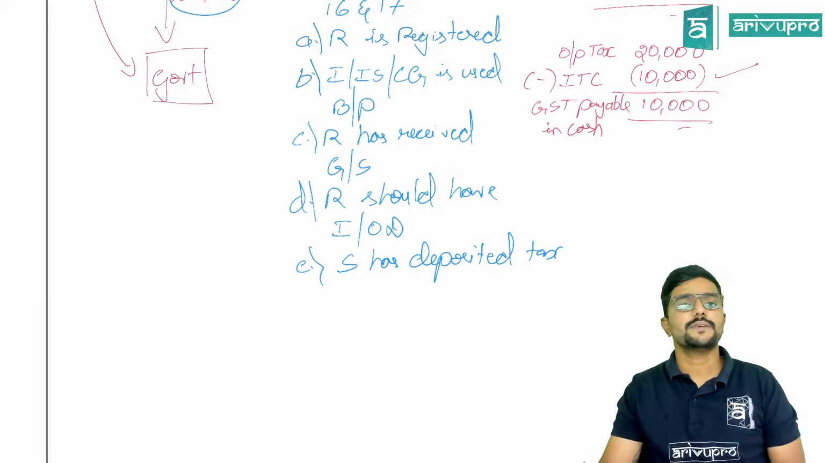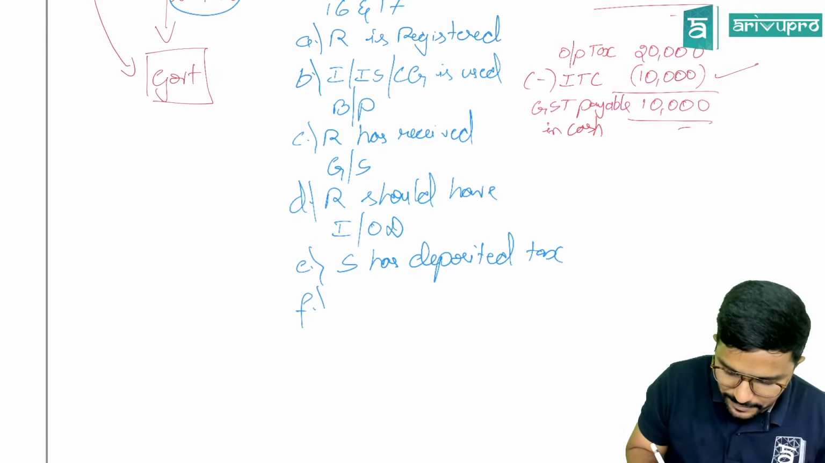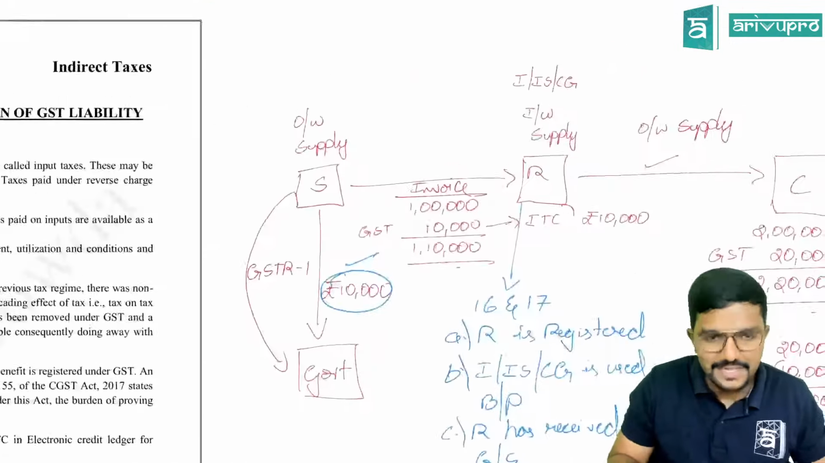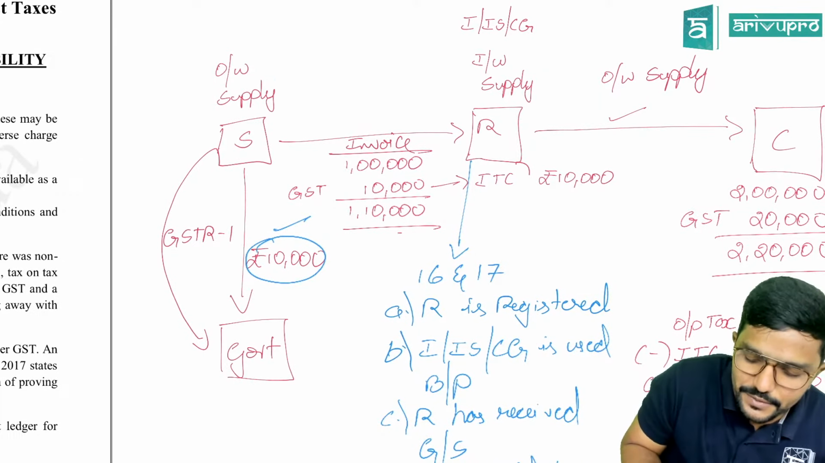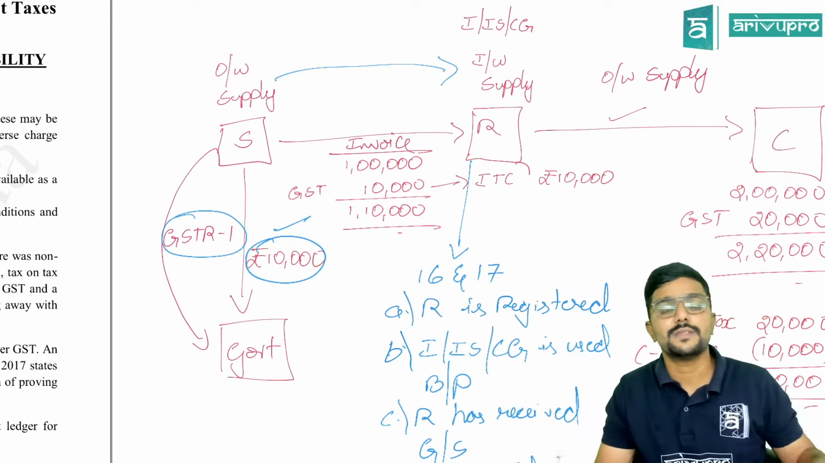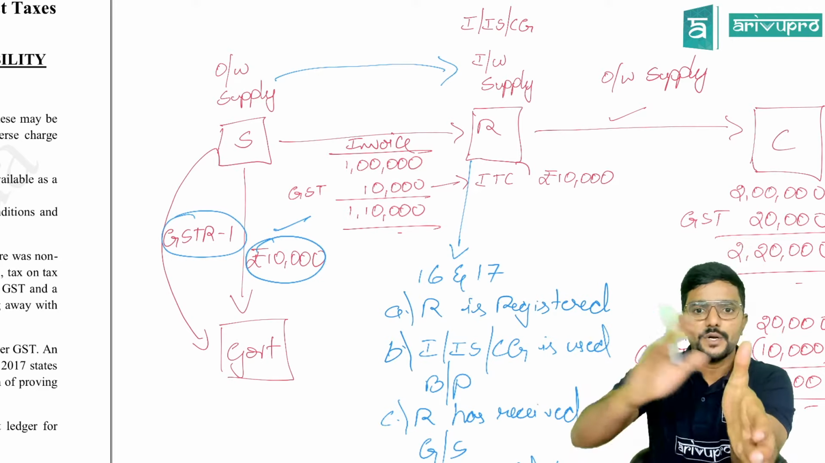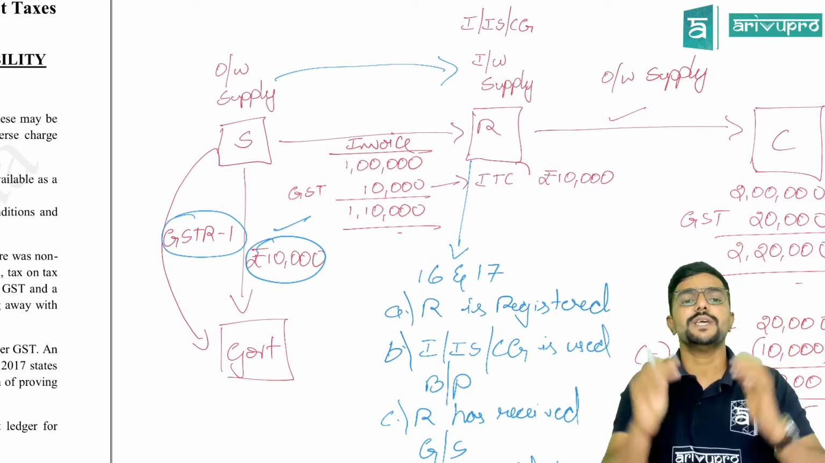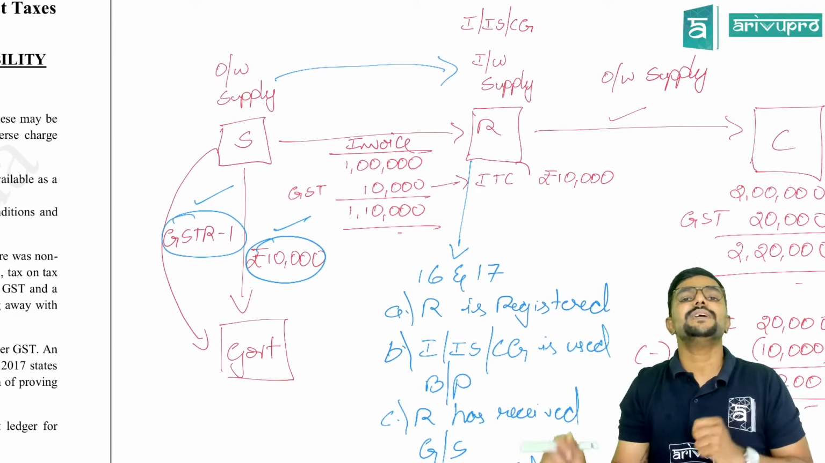Whatever he has collected from the recipient. Okay, sir. Next, the supplier: whatever tax he has collected and whatever supplies he has made to the recipient. Now, he should have given the details in GSTR 1. That is very important. Whatever supplies the supplier has made to the recipient, he has to give the details in GSTR 1. Only then will the recipient be able to claim.